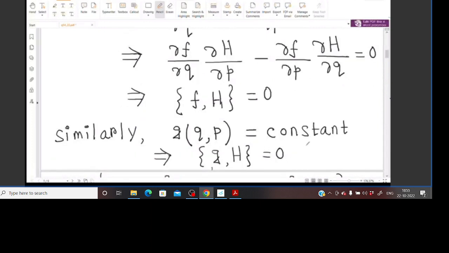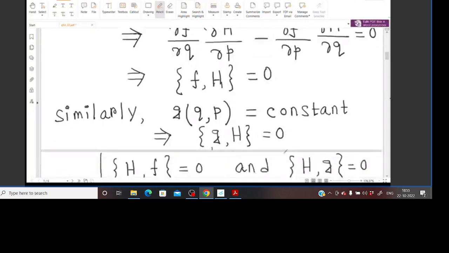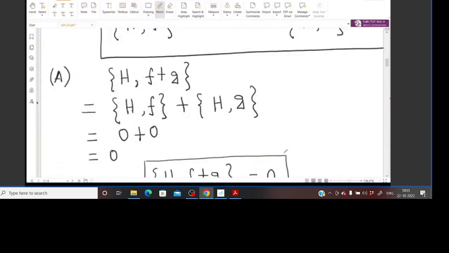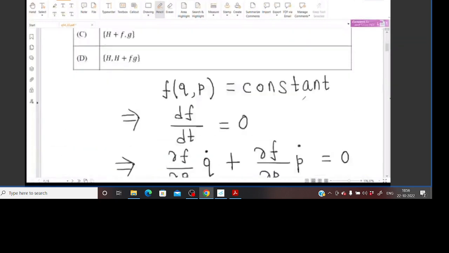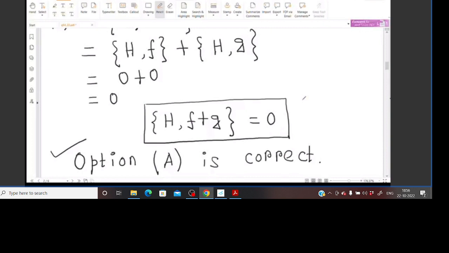Similarly, g is a constant of motion. This means the Poisson's bracket of g with h is equal to 0. Now we'll calculate the Poisson's bracket of h with f plus g. This can be written as the Poisson's bracket of h with f plus the Poisson's bracket of h with g. The Poisson's bracket of h with f is equal to 0, and also the Poisson's bracket of h with g is equal to 0. This means the Poisson's bracket of h with f plus g is equal to 0. This means option A is correct.